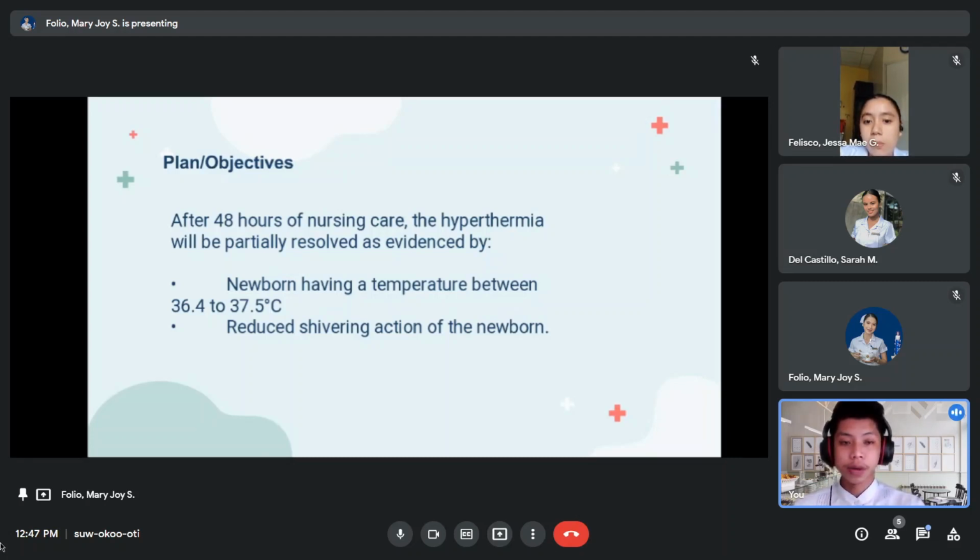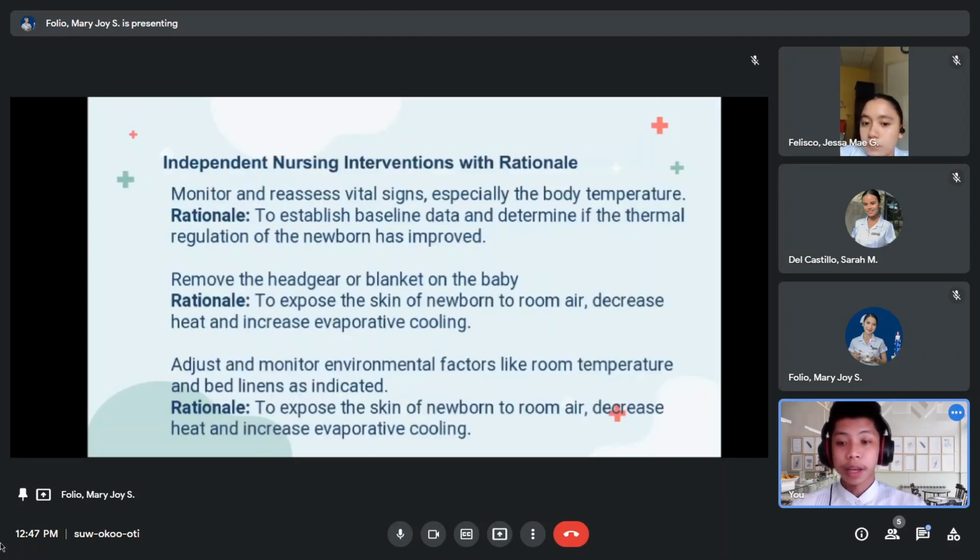Okay, so as nurses, next slide please. What we can do is monitor and reassess vital signs, especially the body temperature. This is to establish baseline data and determine if the thermal regulation of the newborn has already improved. We can also remove the headgear or blanket on the baby to expose the skin of the newborn to room air and also decrease heat and increase evaporative cooling.